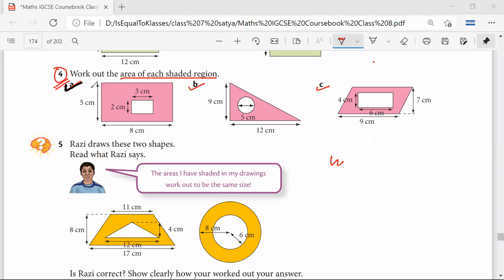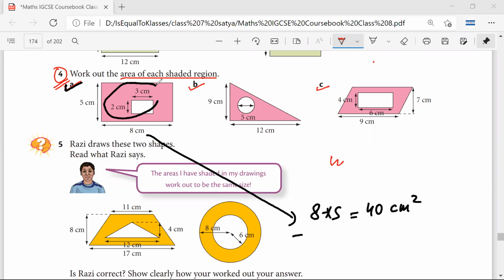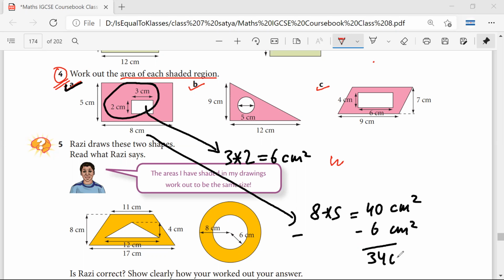Yes, Satya. How did you do A part? So, sir, I first found the area of the rectangle. I did 8 multiplied by 5, which is 40 centimeters square. And then I found the area of the smaller rectangle, which is 3 into 2, which is 6. So then I subtracted 6 from 40. So I got the answer as 34 centimeters square. Sarthak, is it okay? Yes, sir.